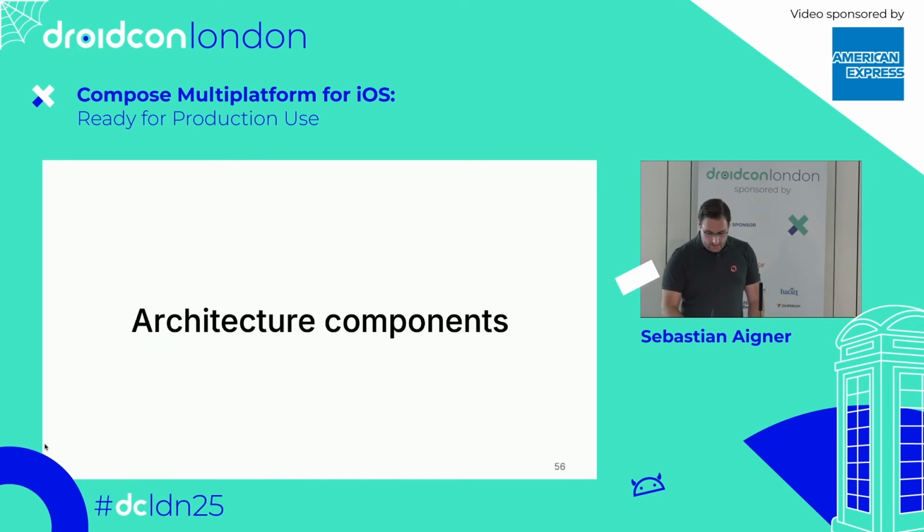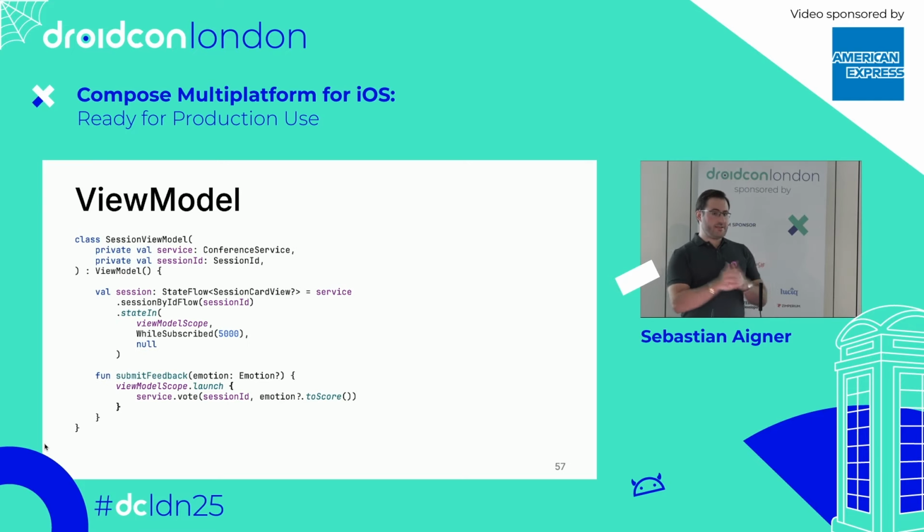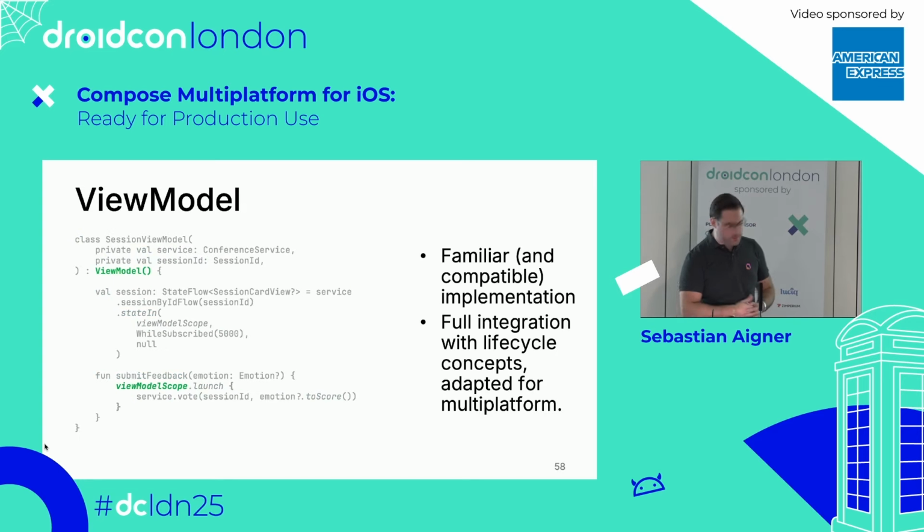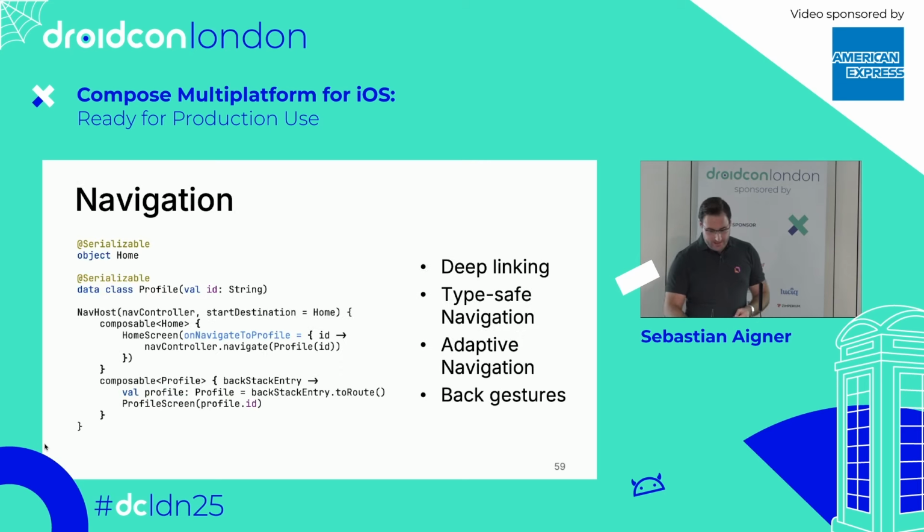Okay, very briefly, since we're running out of time here, I also just want to talk about architecture components. The good thing is that we've pretty much brought all the important architecture components to multiplatform. So if you need view models, well, good luck. Or good news, I should say. Also good luck, perhaps. But yeah, the view model APIs are exactly the same as they are on Android. So if you need a view model scope to launch something, you get it out of the box.